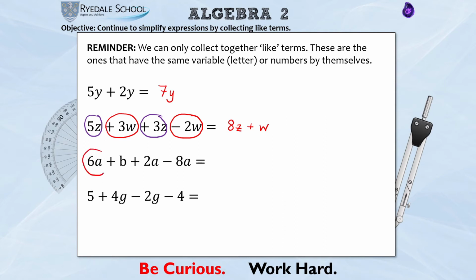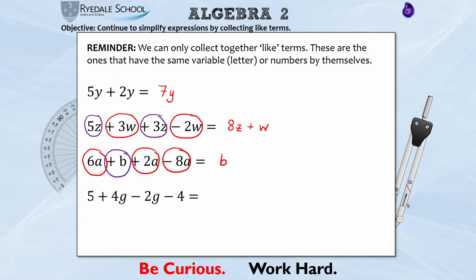Similarly here, we've got families of a's. We've got 3 of those. And there's just plus b there. So let's see. 6a plus 2a is 8a. And then if I take away 8a, I've got no a's left. Now, if I've got no a's, I don't have to write 0 a's. I just don't write anything for it. So the only thing that I've got left is just b.